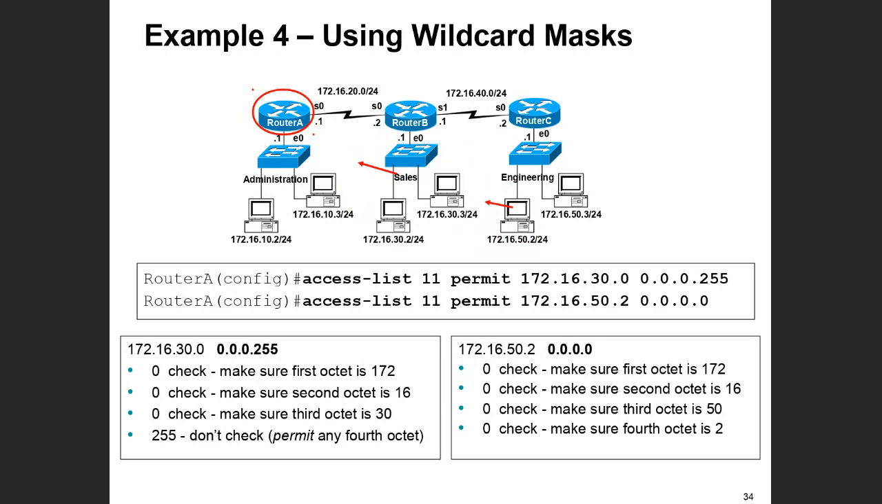Okay, so access list statement 11. Permit everybody that's on the 172.16.30 network, all of these guys, permit them to get to the administration network.